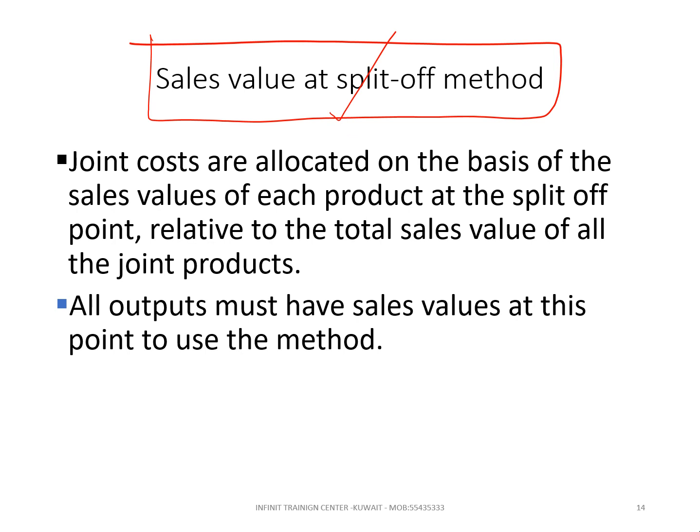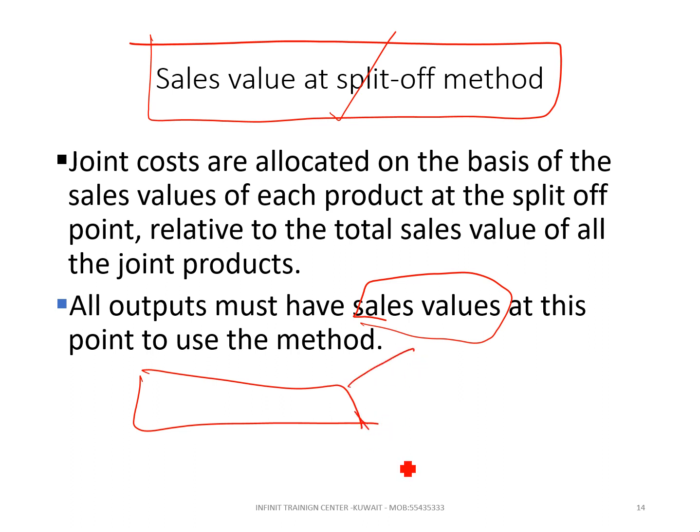But here we have to remember that all the outputs must have sales values at this point. So you are doing some process and you have two products. This product you can sell as it is, but this product you cannot sell as it is because it needs to be worked on. You have to do some further processing, then only you can sell it. So product B doesn't have a selling price at the split off point, while this one has. In this case we cannot use sales value at split off, because not all the products have sales value at the split off point.